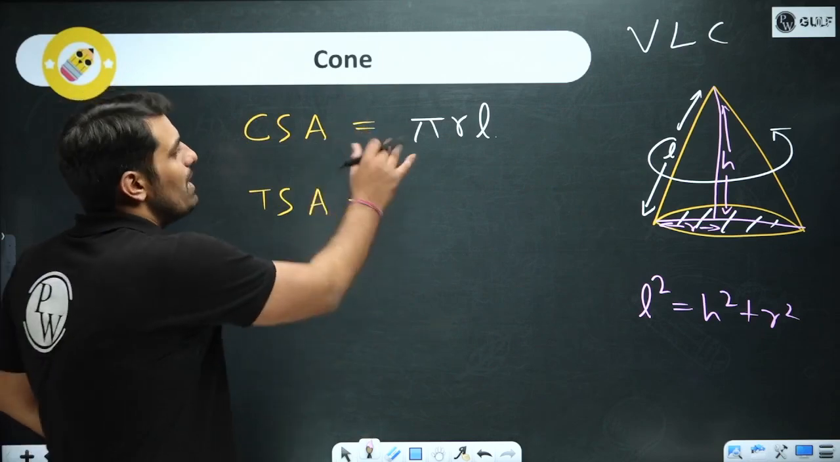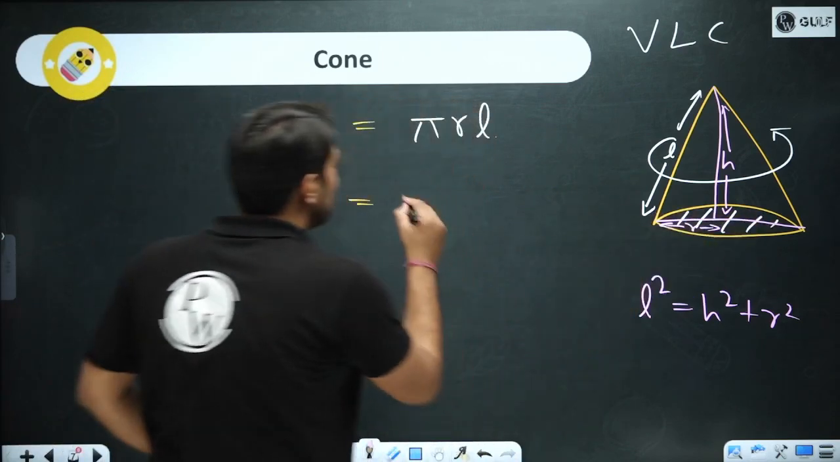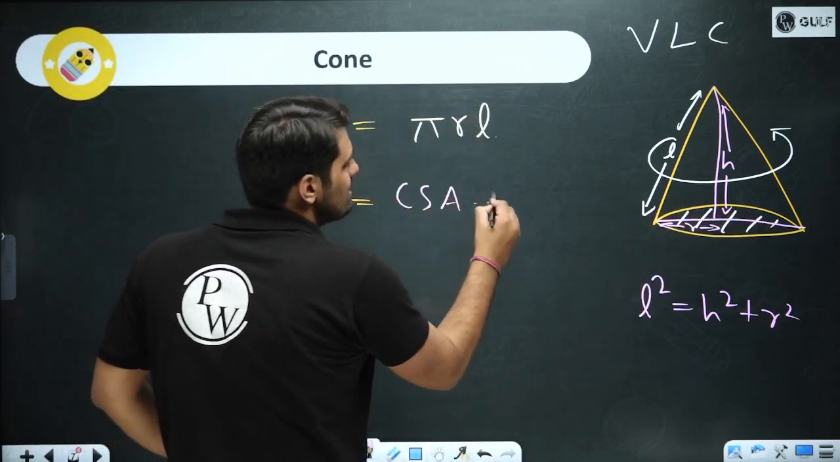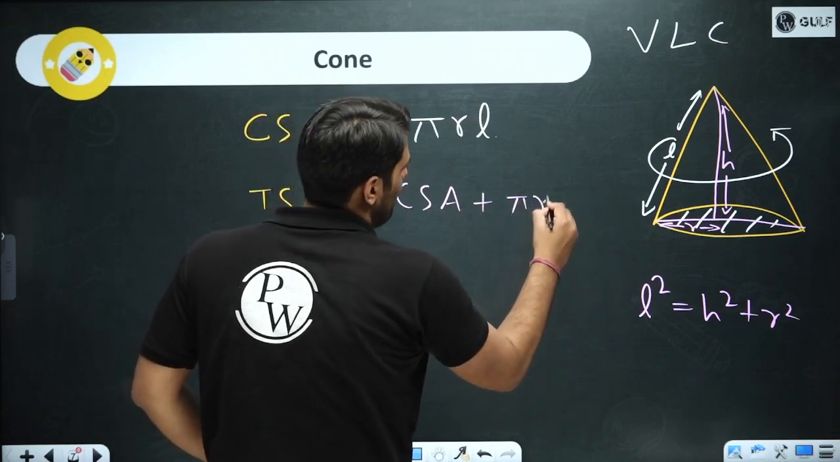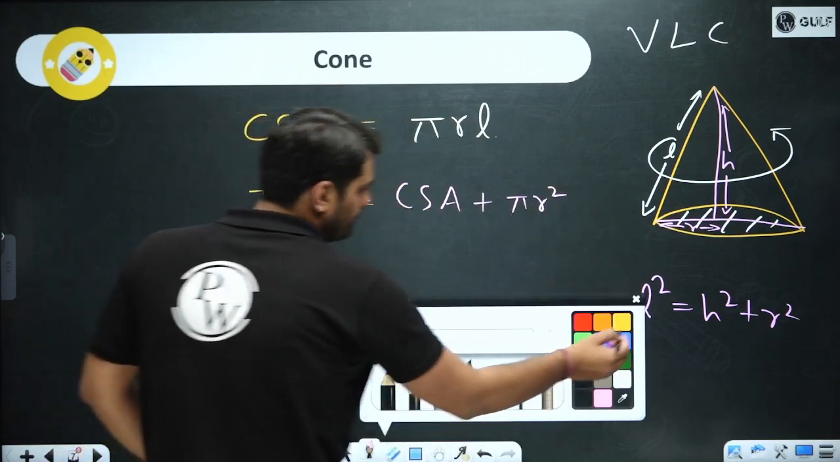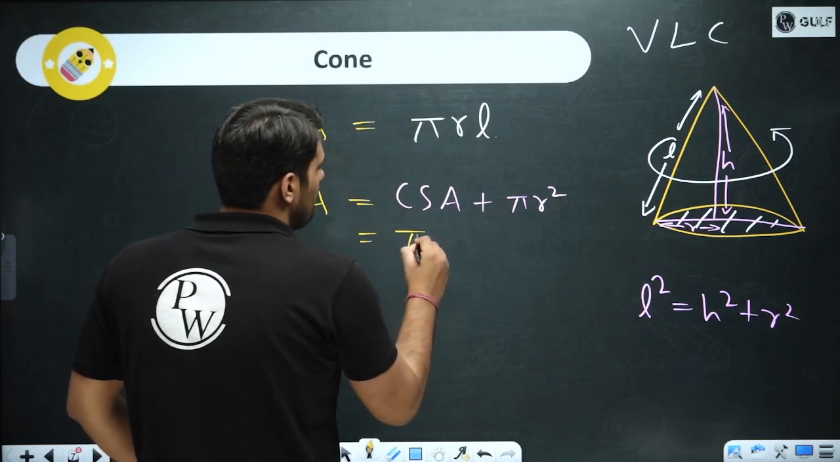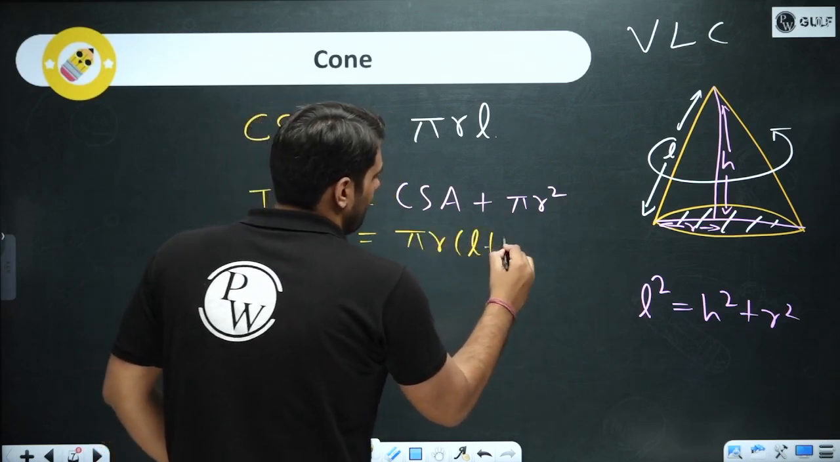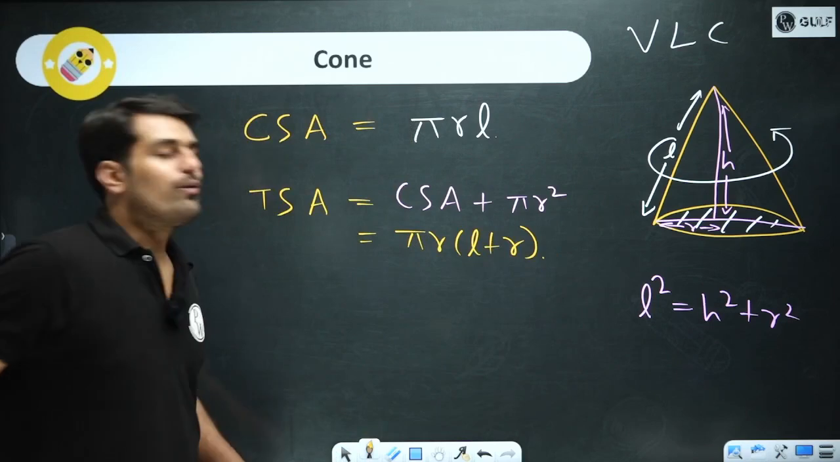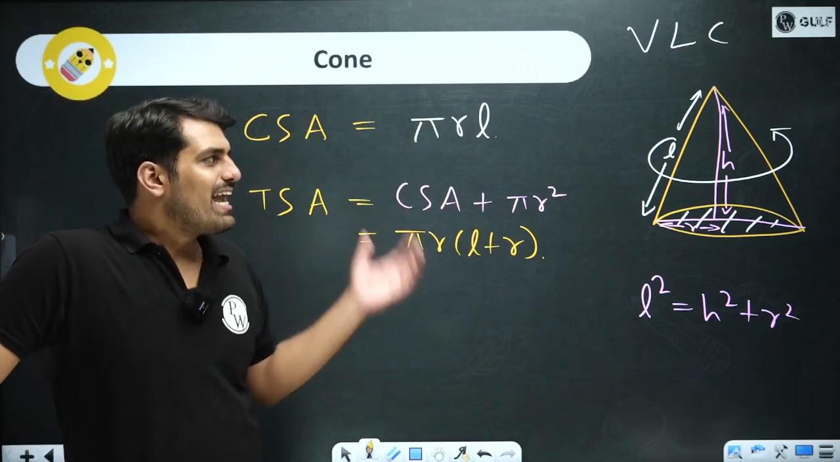Over here, if you add the bottom surface to the curved part, as I mentioned, CSA plus only one surface, so only pi r square. So we come up with the formula for the total surface area, which is pi r into L plus r. Things are again very easy to understand.